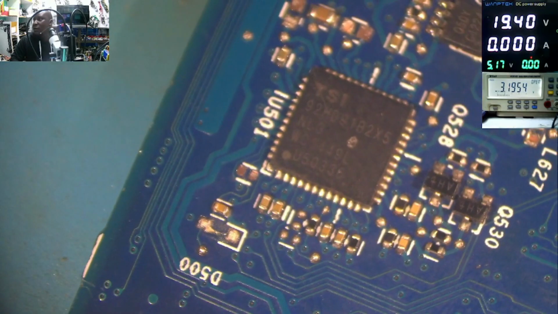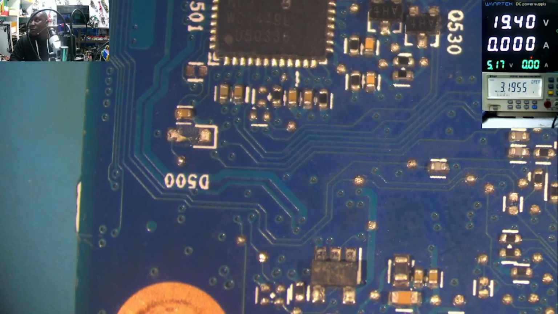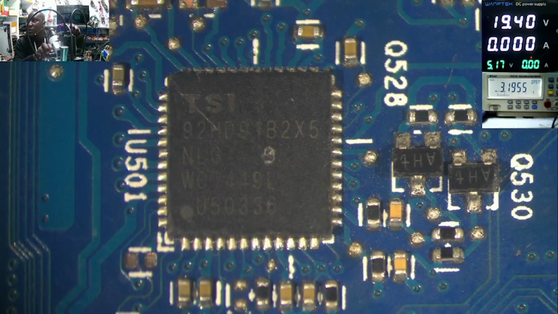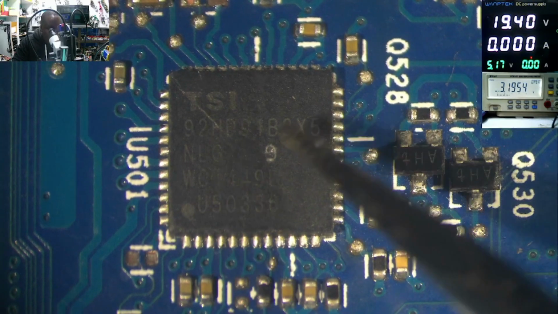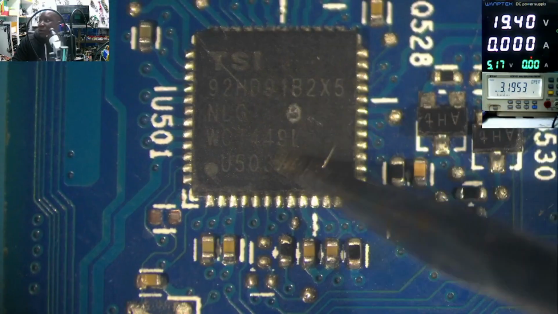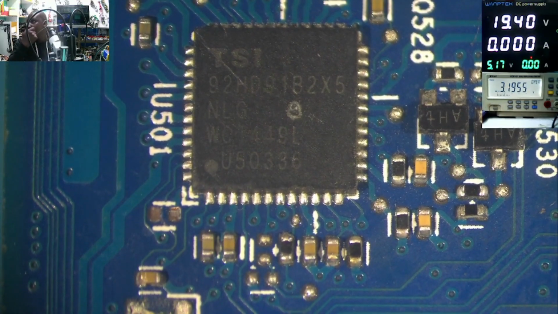What about here? Here we have a chip. What do you think about this chip? This looks like a hole. What is this? So this chip exploded, but we don't know if this is the problem.